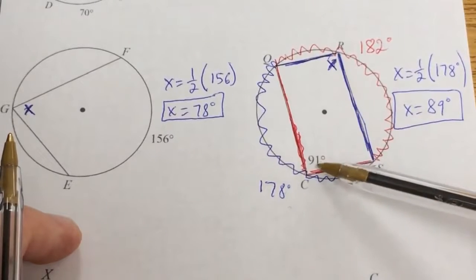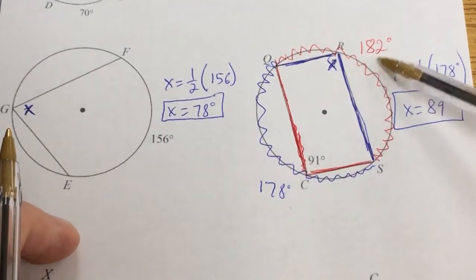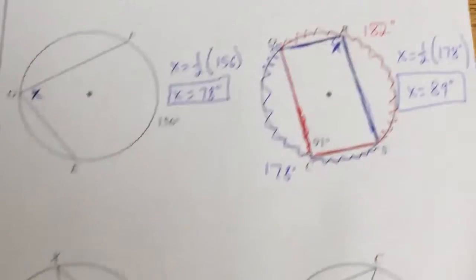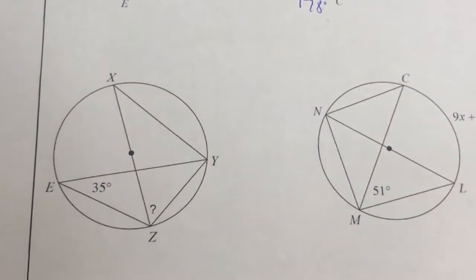Okay, so kind of like a puzzle again. It's from the 91 degrees, double it to get the arc out here, and then find out what's left over with the other piece, and then cut that in half. All right, 2 more examples.